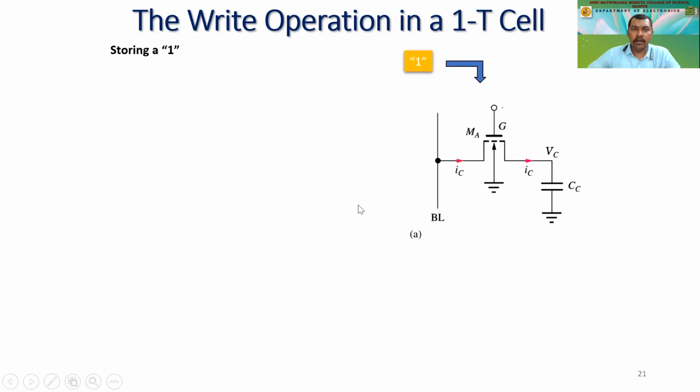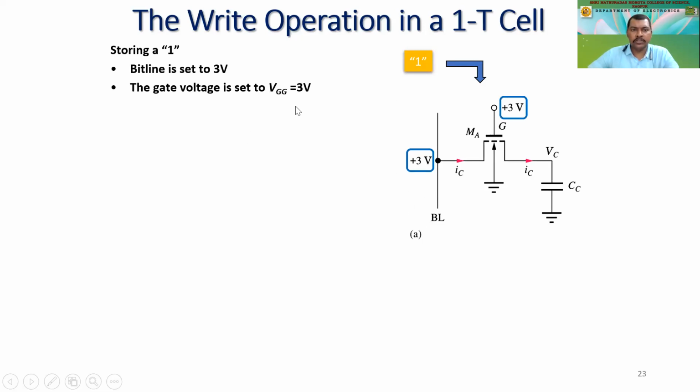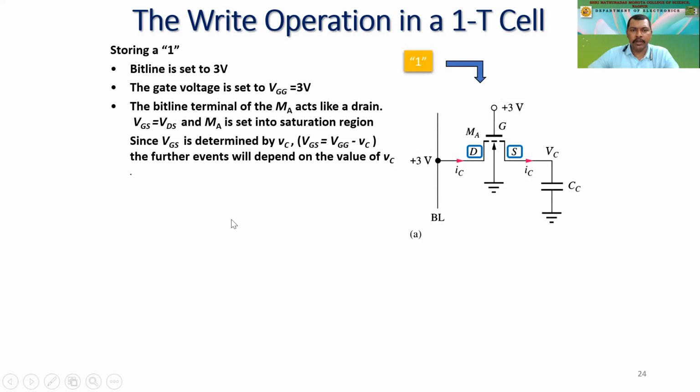Okay, so now let us see how 1 can be written in the 1T cell. So, storing of a 1. For that, what we need to do is set the bit line to 3 volts. Then the gate voltage is set to VGG equal to 3 volt. Again, this is actually the word line. The bit line terminal of MA acts like a drain, and VGS equal to VDS, and MA is set into saturation. Now this will go in saturation region.